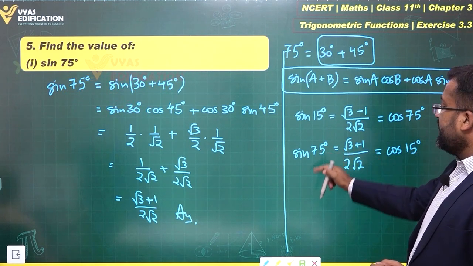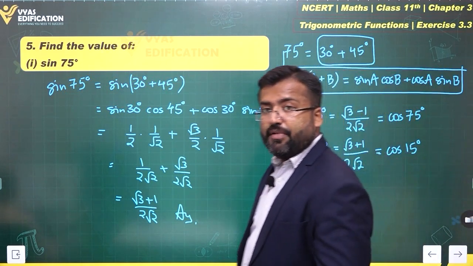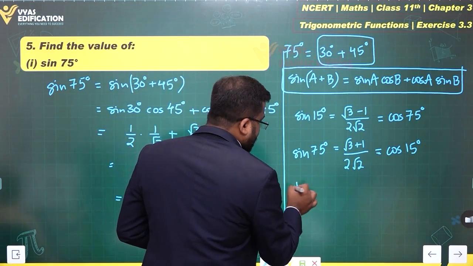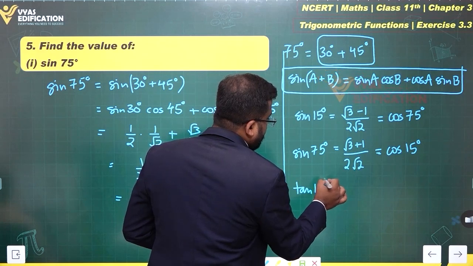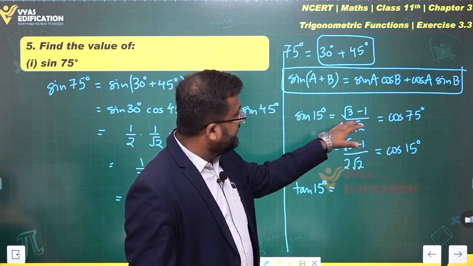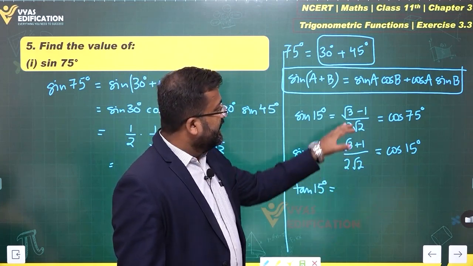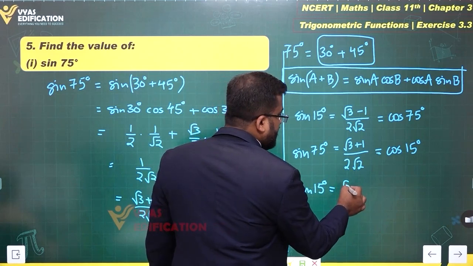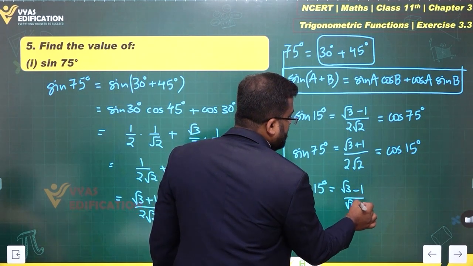This is 15 and 75, the sum is 90 degree. These are complementary angles of each other, right? On the basis of this, I can define tan 15 degree. Tan 15 degree would be sine 15 degree upon cos 15 degree. That's the ratio of these two, right? The 2 root 2 will get cancelled, and what you get is root 3 minus 1 upon root 3 plus 1.